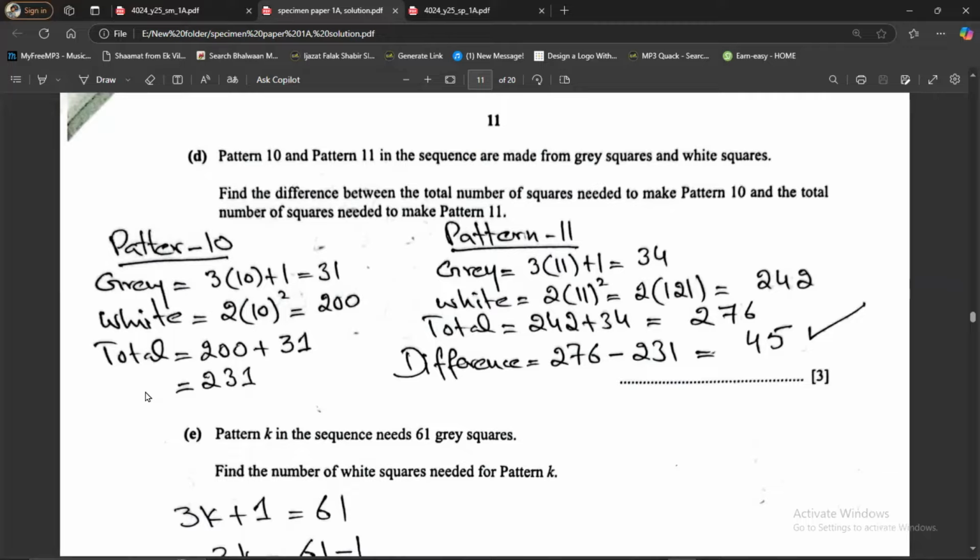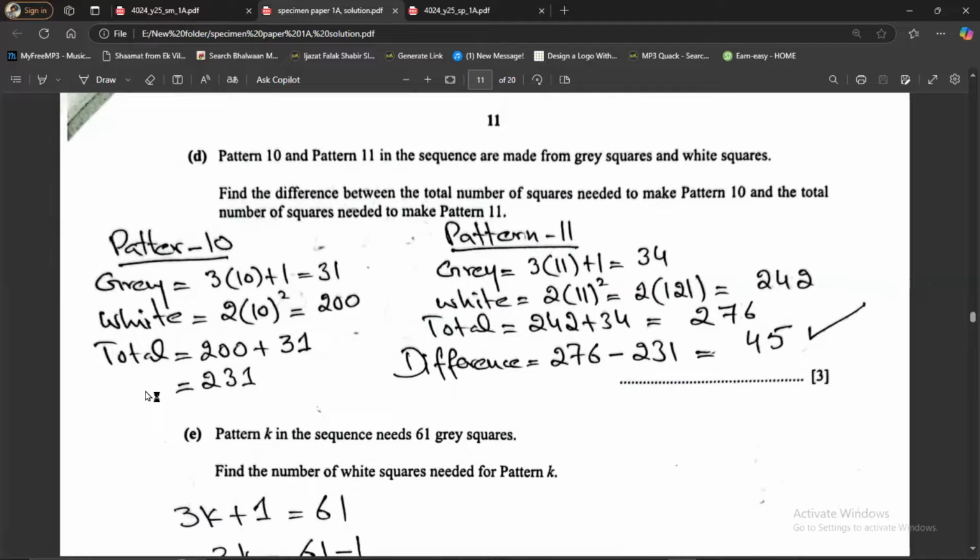For pattern number 11, the gray tiles, 3n plus 1, 3 into 11 plus 1, that's 34. White tiles, 2n squared, so 2 into 11 squared, so 2 into 121, so 242 white tiles are needed. So the total tiles needed in pattern number 11 are 242 plus 34. So you need 276 tiles.